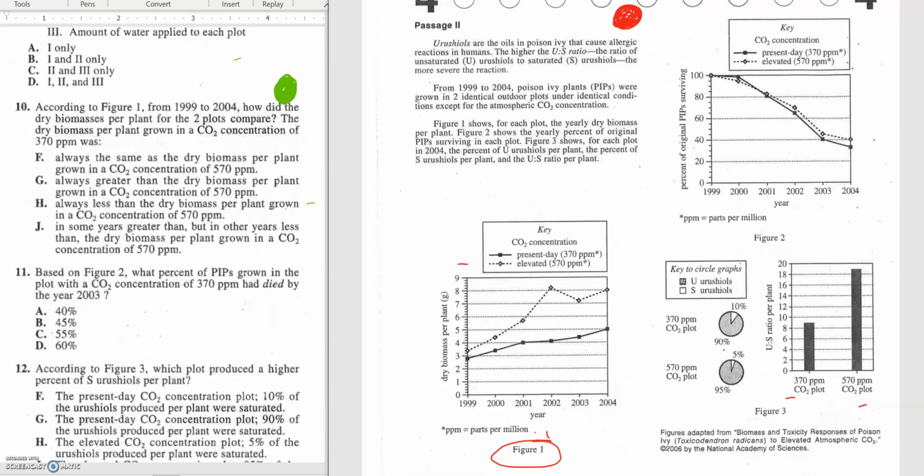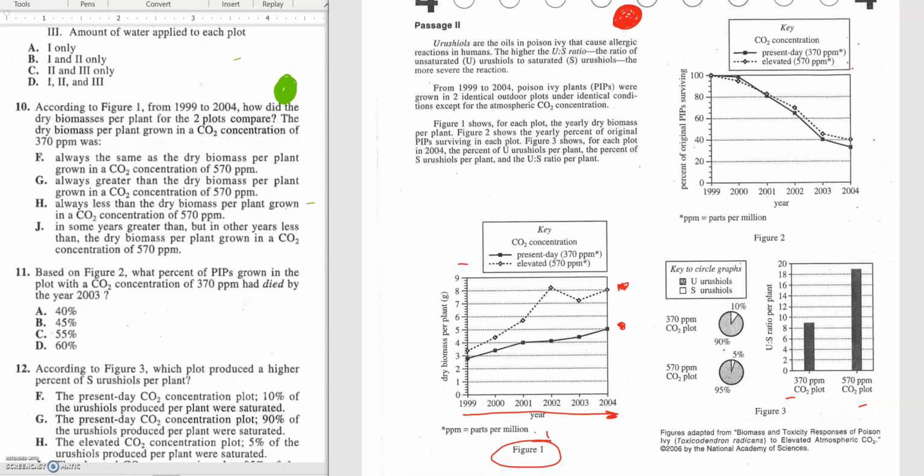Right, before I lose anything, I'm just going to look at the time scale, and it's 1999 to 2004, so it's the whole thing. We're looking at the whole graph, and it says how did the two biomasses per plant for the two plots compare? All right, so it looks like they're going to ask us whether that is the same or different. They're comparing.